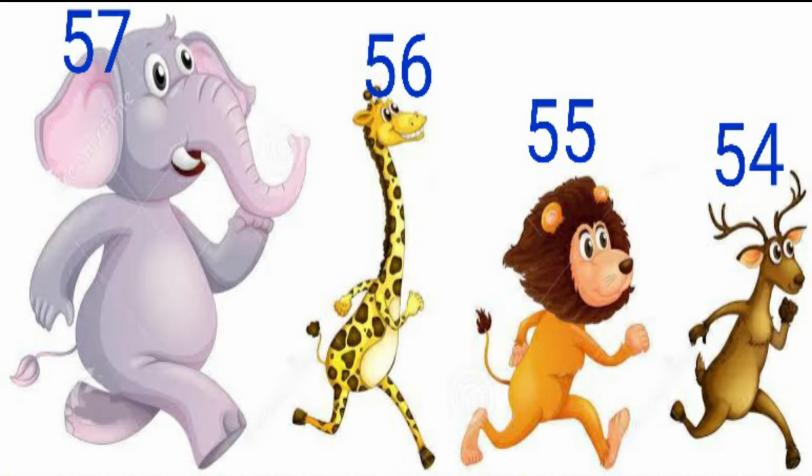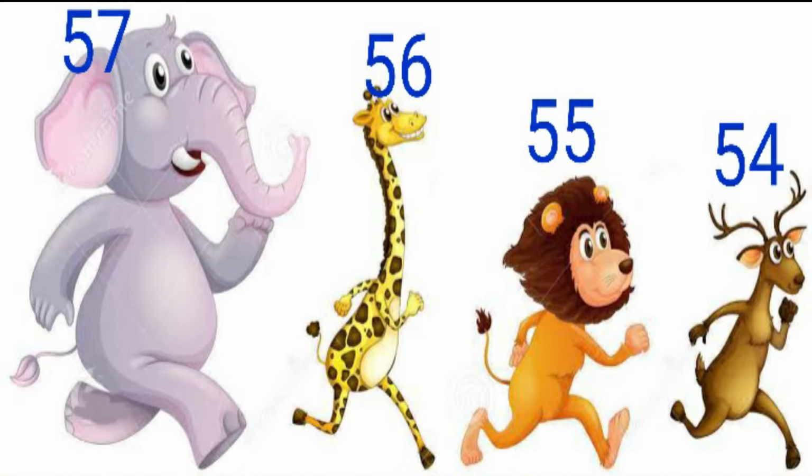And deer after which animal is there? Lion. So 54 after the number is 55. Lion after the animal is giraffe. So 55 after the number is 56. After number of 55 is 56. Giraffe after the animal is elephant. So after number of 56 is, yes, 57.